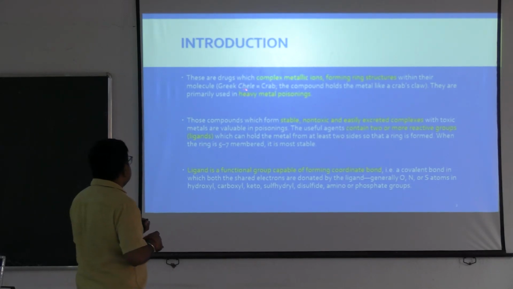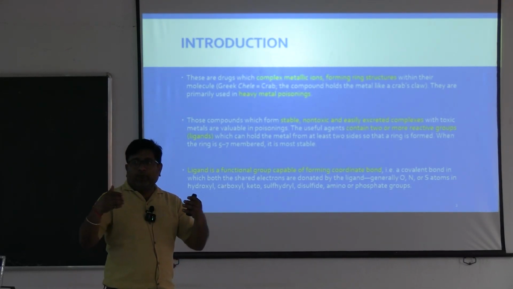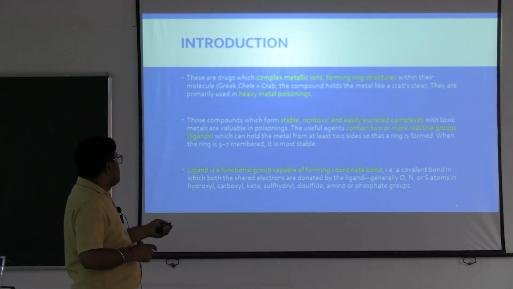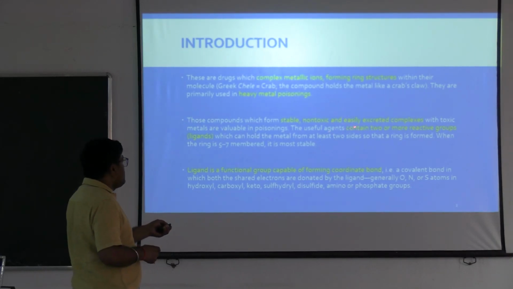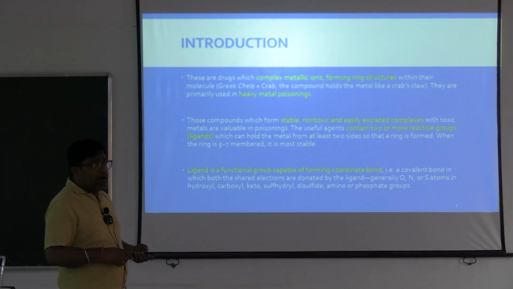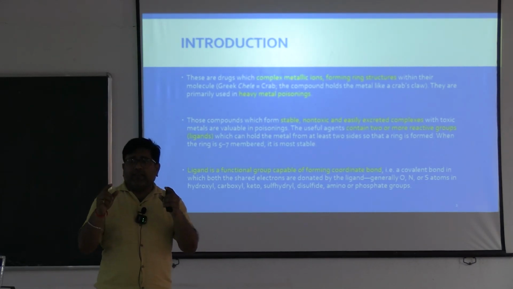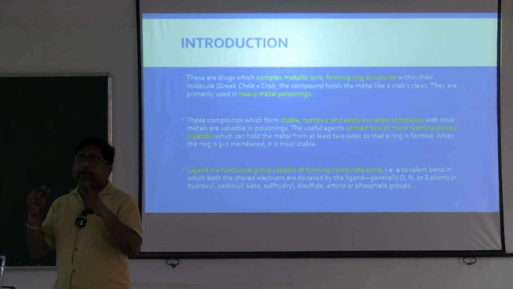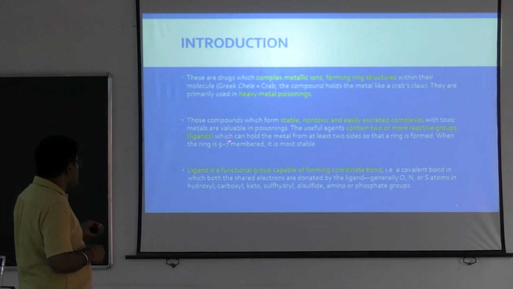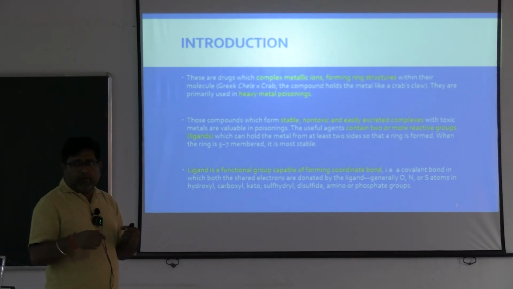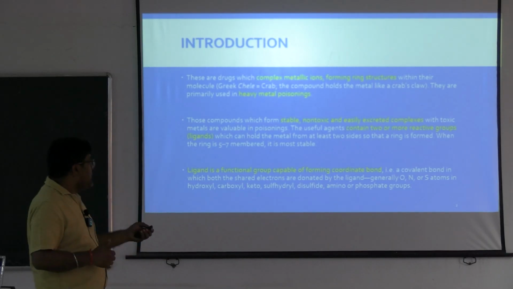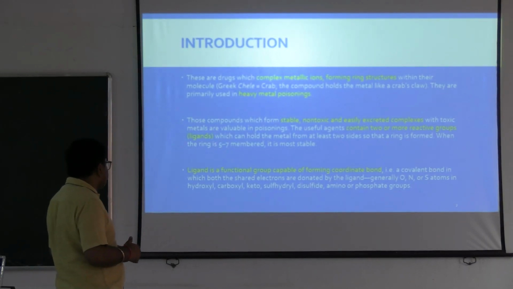Now the complex formed due to the interaction between the chelating agent and the metallic ion is a stable, non-toxic and easily excreted complex. Now what happens in the chelating agents? They have two or more reactive molecules or ligands, which can hold the metallic ion from at least two ends, so that a stable ring-like structure is formed.